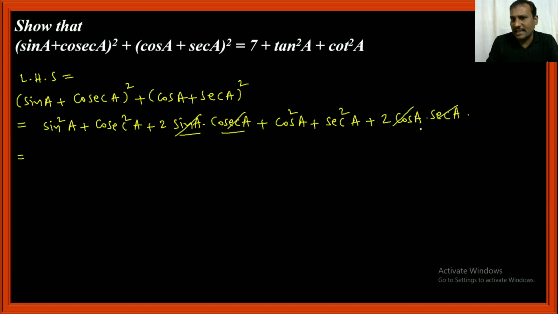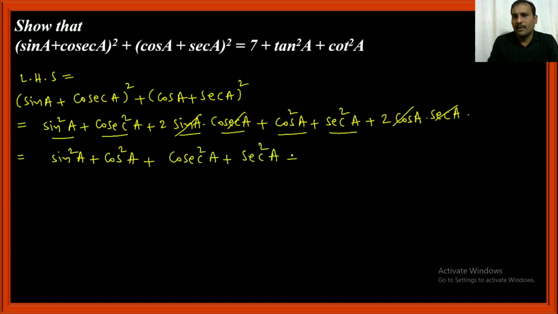Cos A and secant A are also reciprocals. So what is remaining now? This sin square A plus cos square A. Okay, let us write it together: sin square A plus cos square A, and then cosecant square A plus secant square A plus 2 plus 2. We know that sin square A plus cos square A is equal to 1. Let us write 1 here.